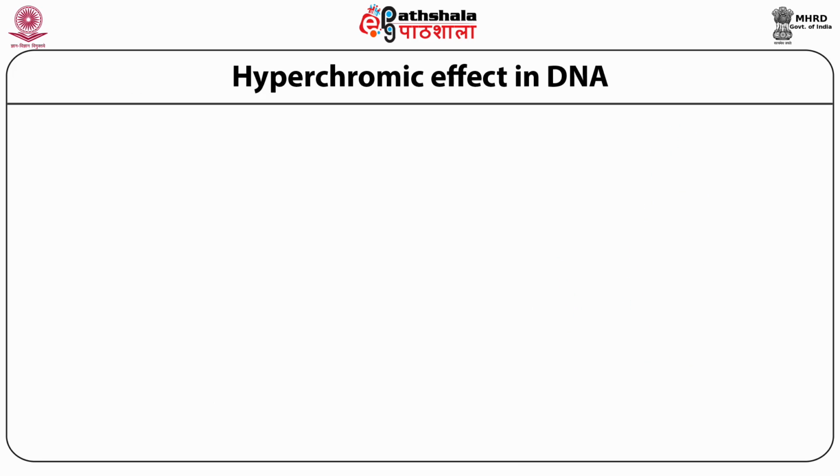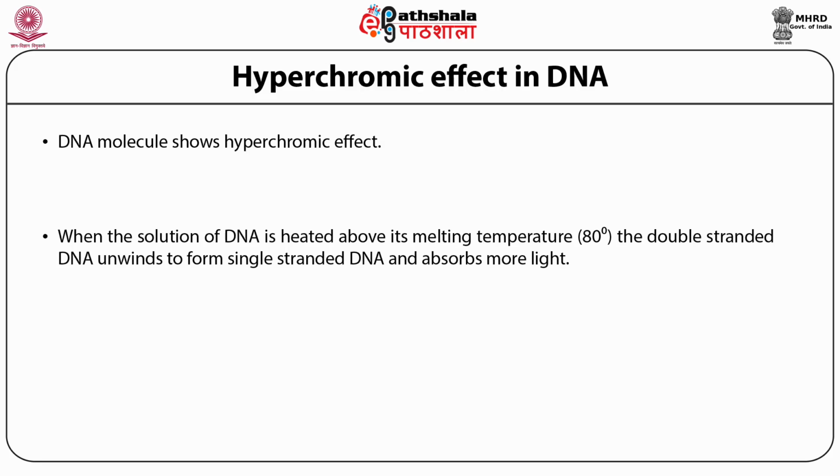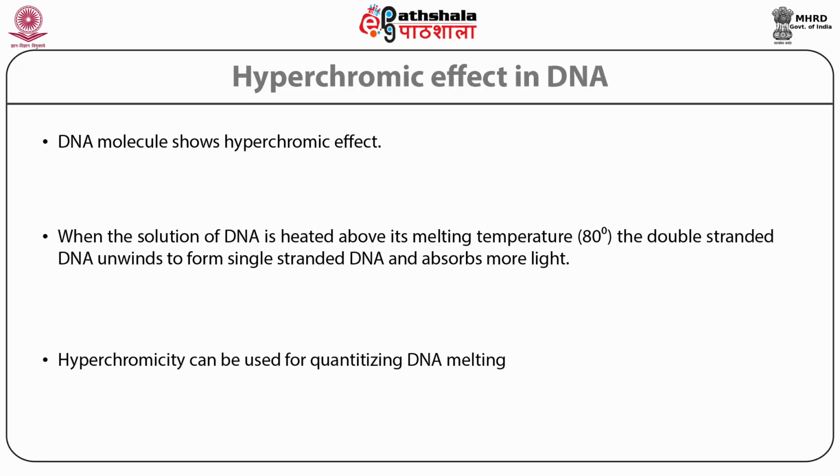Hyperchromic effect: the DNA molecule shows hyperchromic effect when the solution of DNA is heated above its melting temperature, 80 degrees. The double-stranded DNA unwinds to form single-stranded DNA and absorbs more light. And hyperchromicity can be used for quantifying DNA melting.